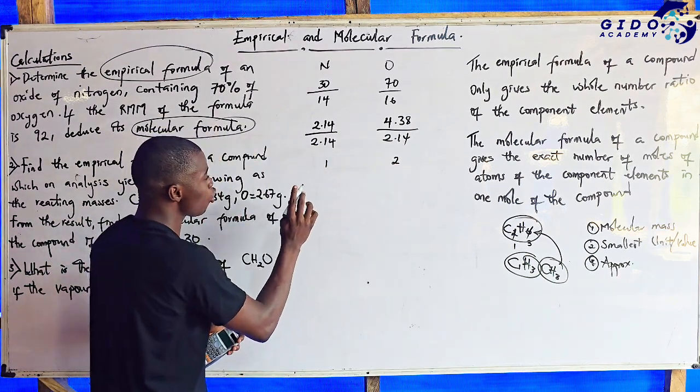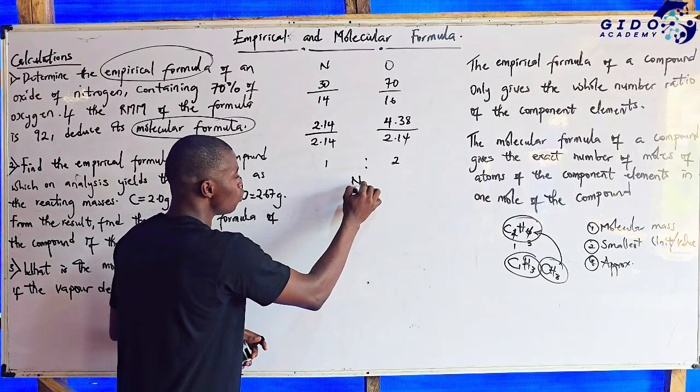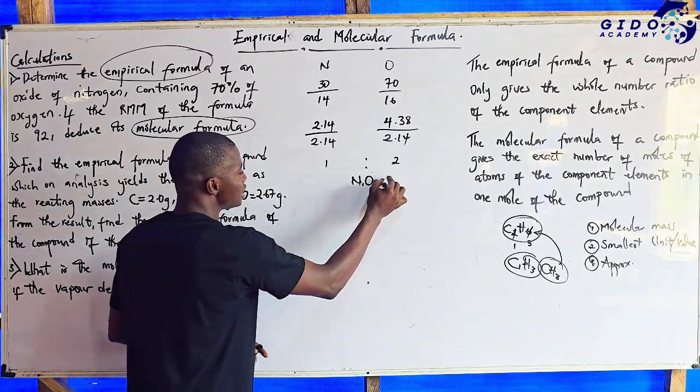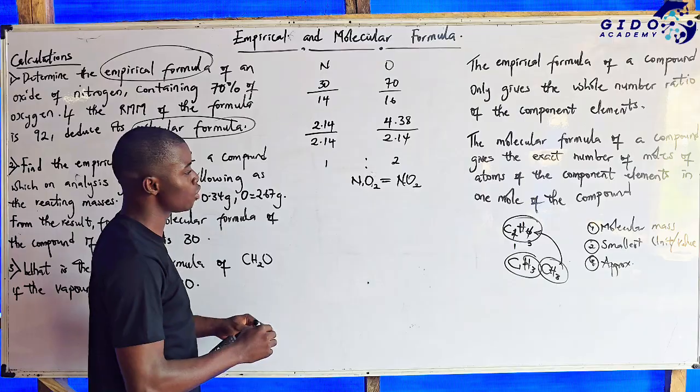Therefore, the ratio is 1:2. The empirical formula of the compound will be N1O2, which is the same thing as NO2. That is the empirical formula.